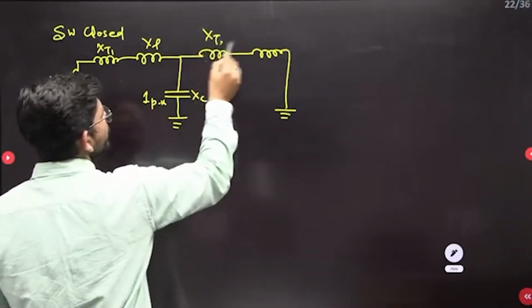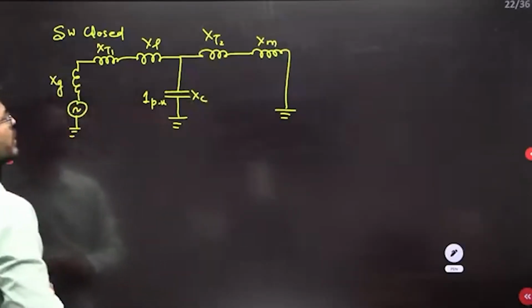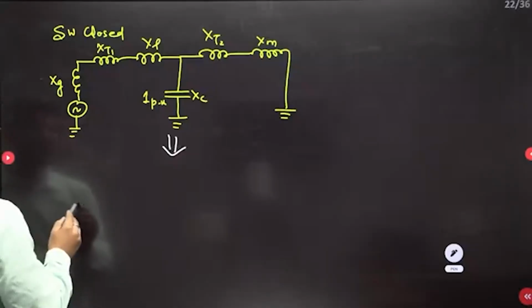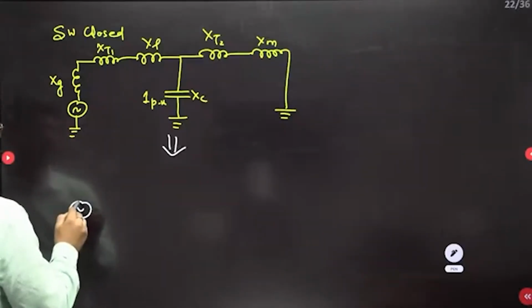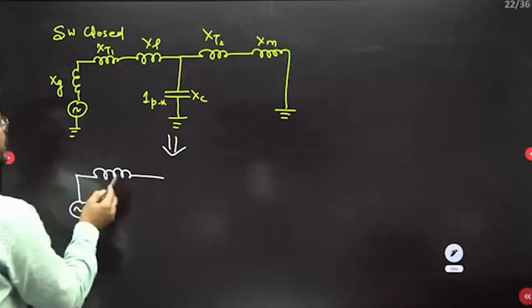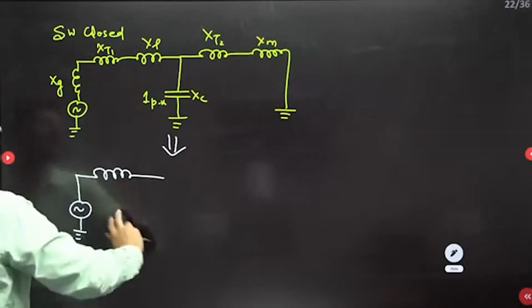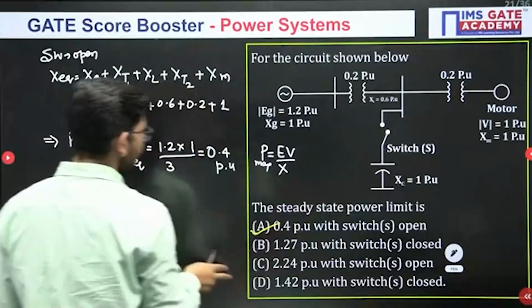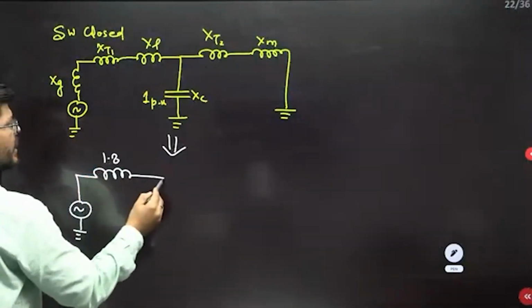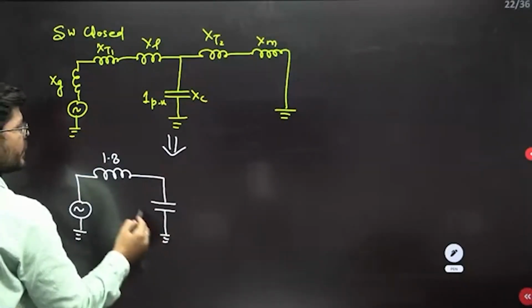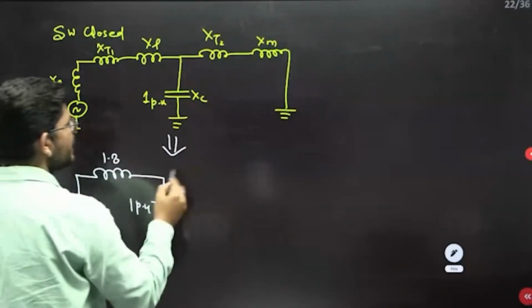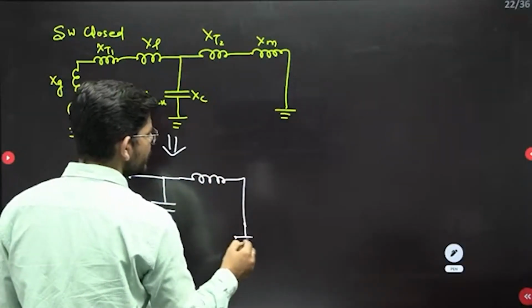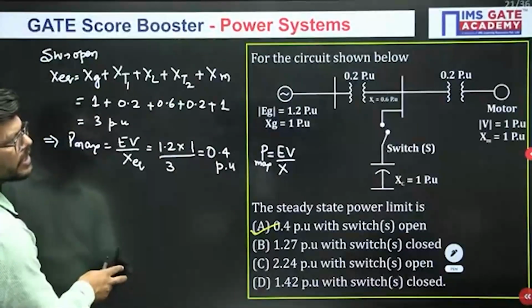So this is X of T2 and X of M. So guys, what will happen now? The equivalent circuit, if I draw, will appear like this. We have a generator, and there will be one single reactance on this side, Xg, Xt1 plus XL. So how much will be Xg, Xt1 and XL? 1.2, 0.8, so 1.8. Okay, and then we have a capacitance of 1 per unit reactance. Then on that side, Xt2 plus Xtm. How much will Xt2 plus Xtm be? It will be 1.2.